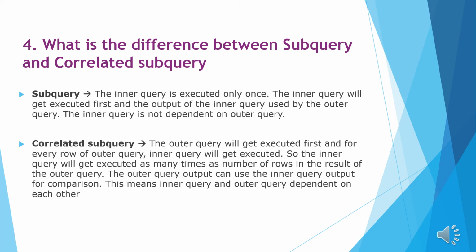In correlated subquery, the outer query will get executed first, and for every row of outer query, inner query will get executed. So the inner query will get executed as many times as the number of rows in the result of the outer query. The outer query output can use the inner query output for comparison. This means inner query and outer query are dependent on each other.